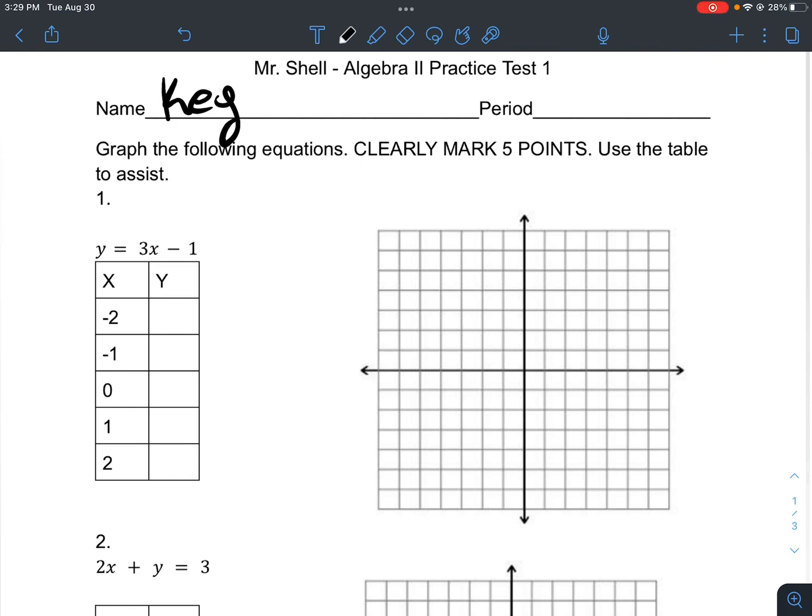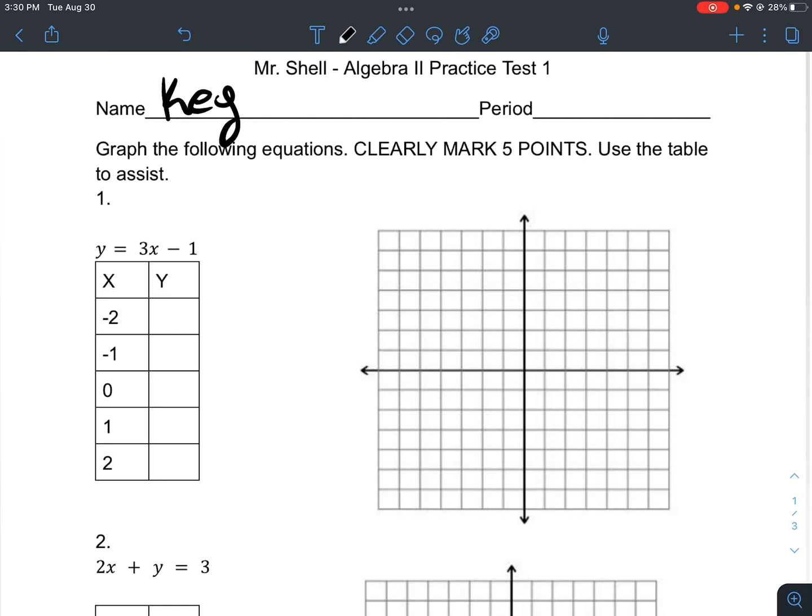A few other notes. Just remember, this is no calculators. This is no notes. You're going to be on your own. And I'm just going to remind you of my cheating policy. If I catch you cheating, it's a 0. And that's that. So let's go ahead and get started.